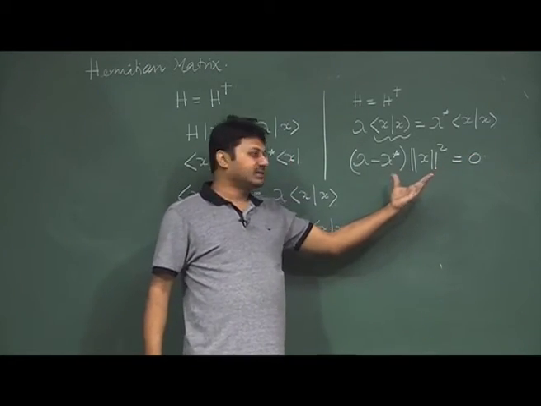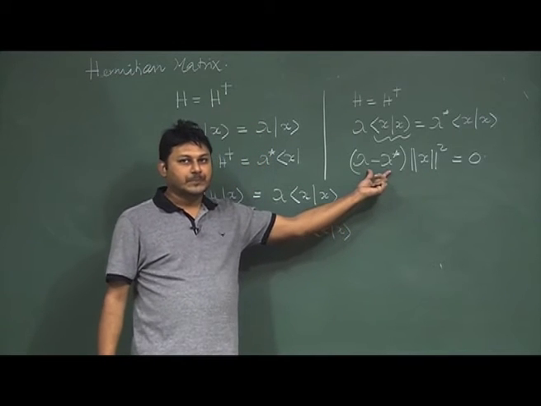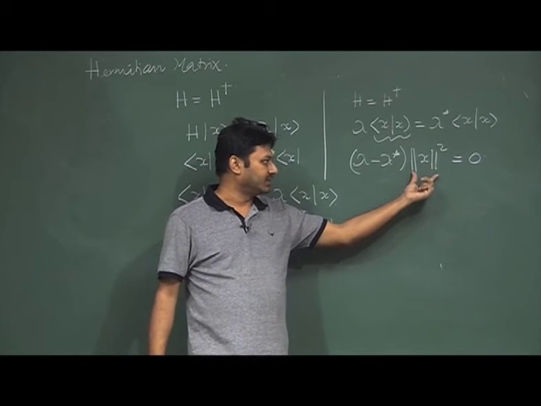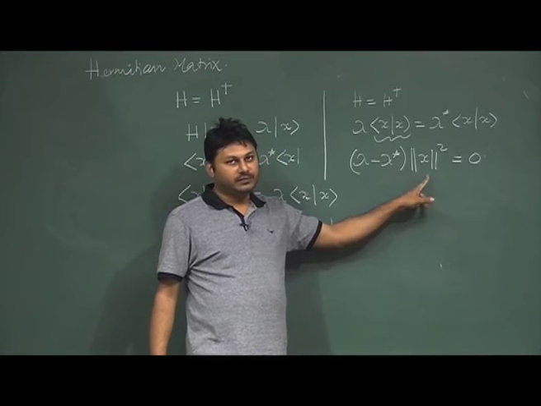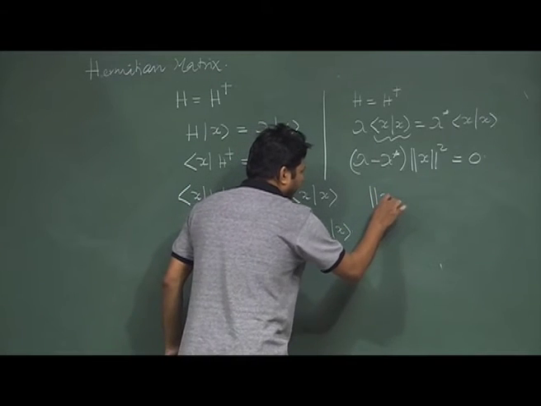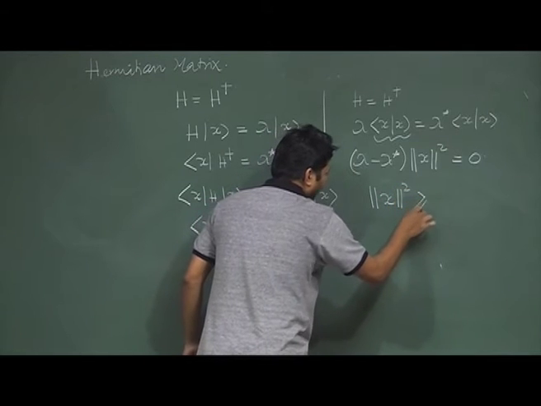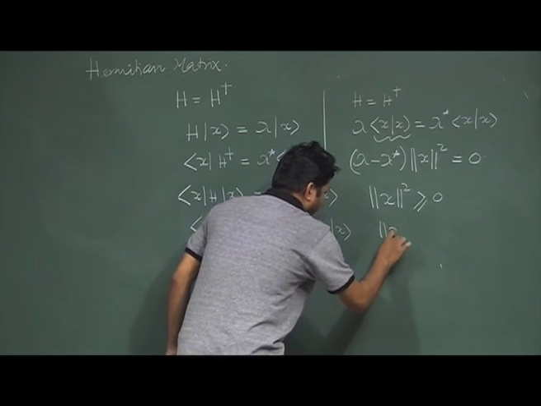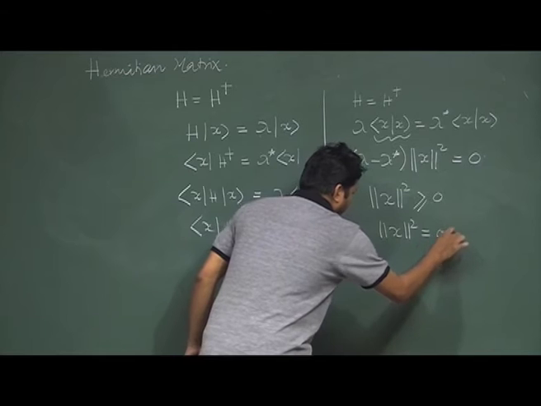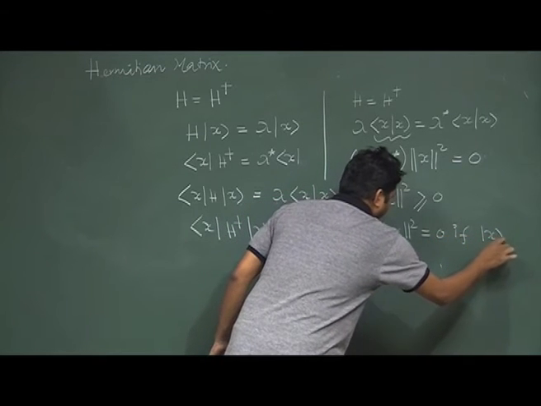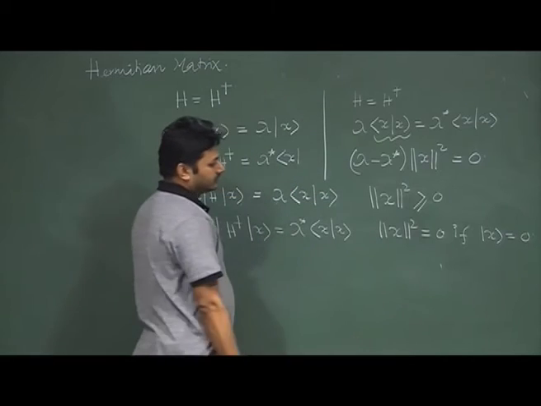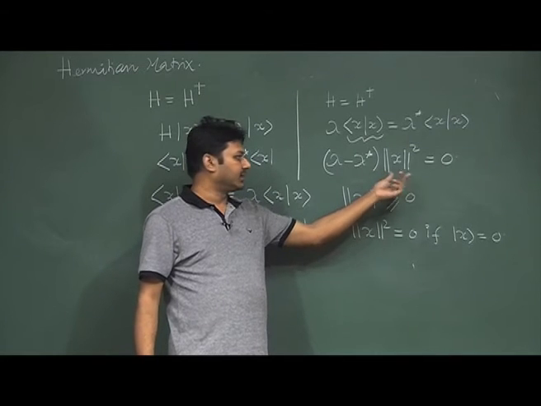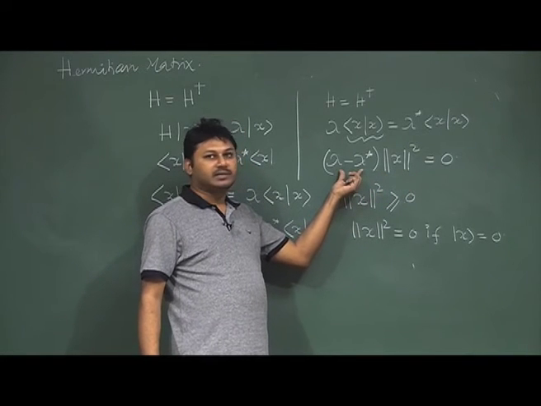So, this equation suggests either this quantity is 0 or this quantity is 0. Now, this is a norm. So, we know from our knowledge that this quantity will always be greater than or equal to 0, and is 0 if and only if the vector is a null vector. So, that means for any arbitrary vector which is not a null vector, I will have a general equation where lambda is equal to lambda star.